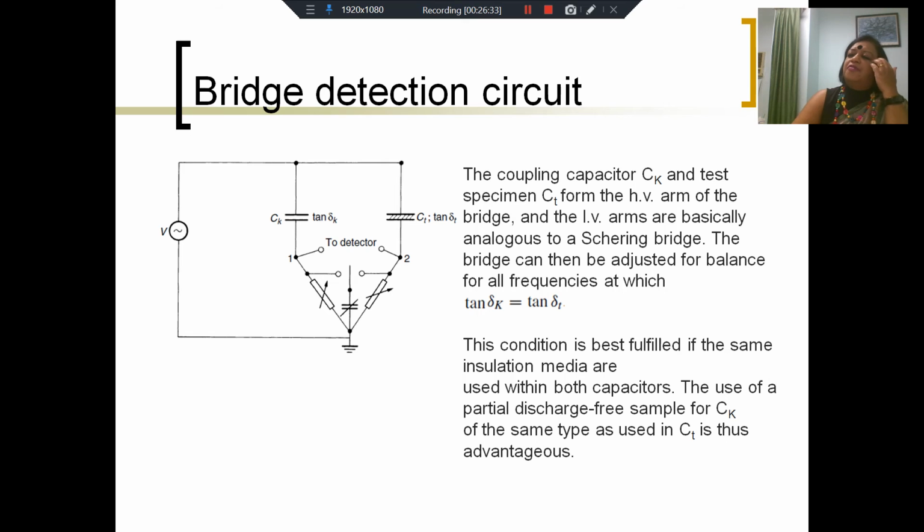And when we say PD-free, of course, you really cannot guarantee that any equipment will not have any PD, but what we are talking about is that the PD magnitudes will be less than 5 pC, and they should be as similar as possible. So the use of a partial discharge free sample for CK, of the type used in CT, is thus advantageous. As long as you do not have discharge in the CT, there will be no reading registered at the oscilloscope, and you will have a balanced condition. When you have a PD, that PD pulse will be obtained at the oscilloscope.